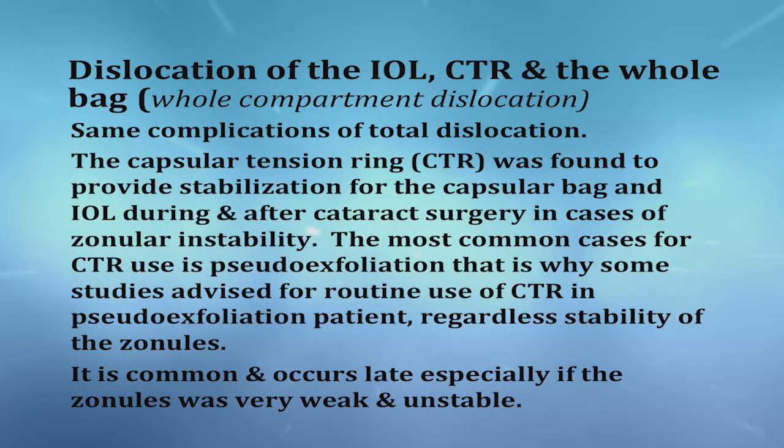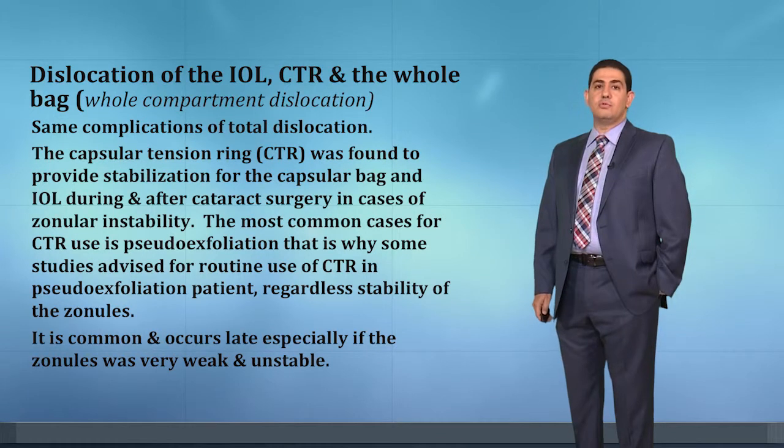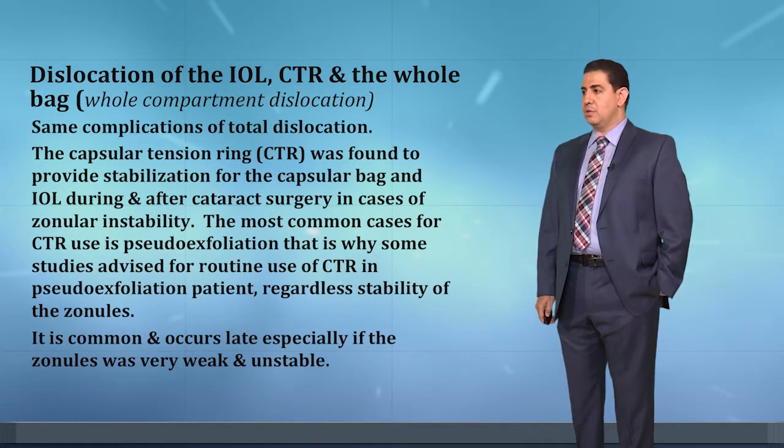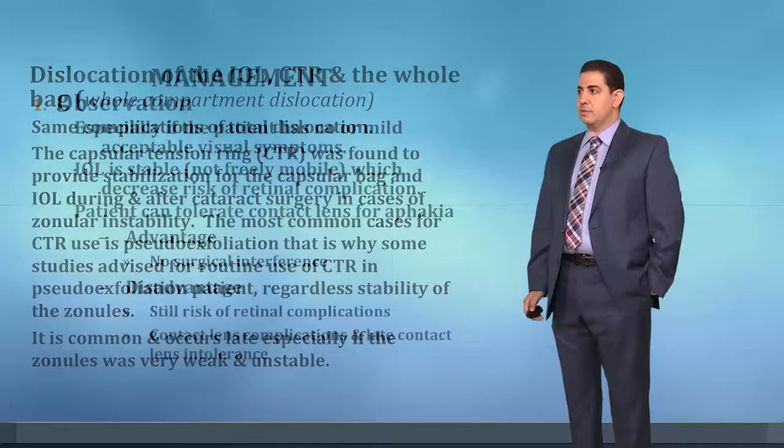Dislocation of the intraocular lens, capsular tension ring, and the bag is named whole compartment dislocation. It has the same complications as total dislocation. The capsular tension ring was found to provide stabilization for the capsular bag and IOL after cataract surgery, especially in pseudoexfoliation patients. The most common indication for the capsular tension ring is pseudoexfoliation. That's why some studies advise routine use of a capsular tension ring in patients with pseudoexfoliation. Dislocation is common and occurs late, especially if the zonule is very weak and unstable.